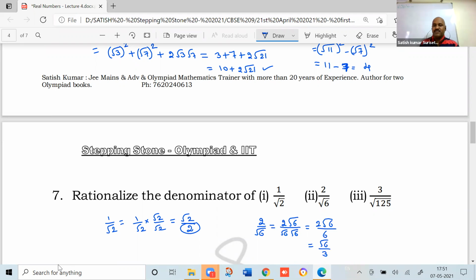Okay. Now, tell me what about this third one? 3 upon √125. Well, how much should I multiply?